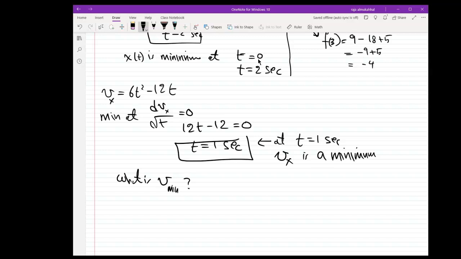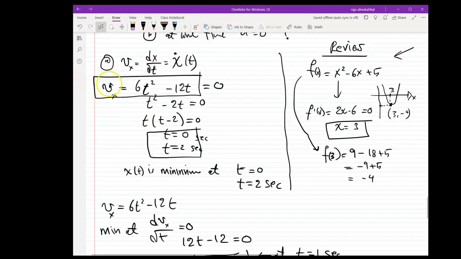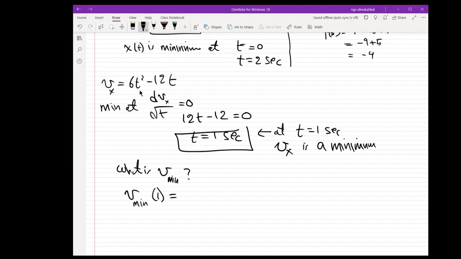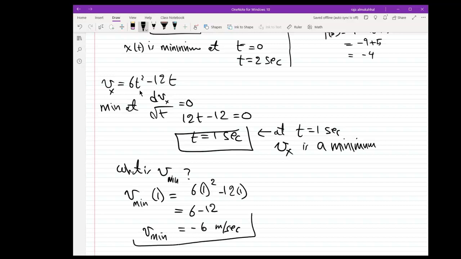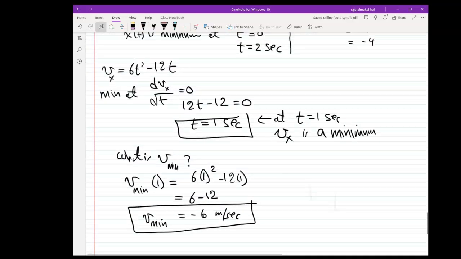All you need to do is take t equals 1 second and plug it into the velocity function right here. So v min of 1 is 6 times 1 squared minus 12 times 1, which is 6 minus 12, and that gives negative 6 meters per second. Got it?